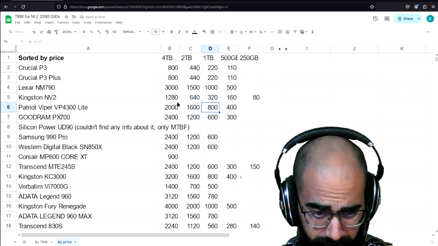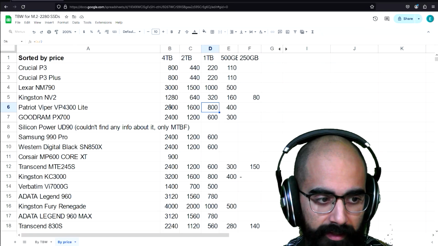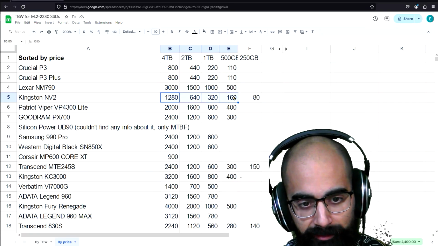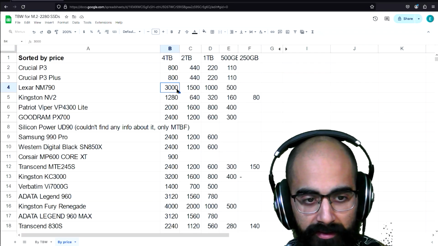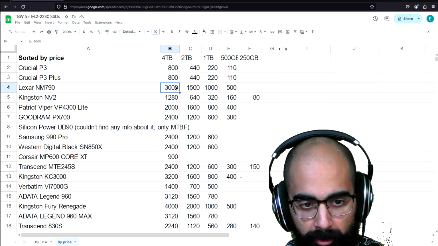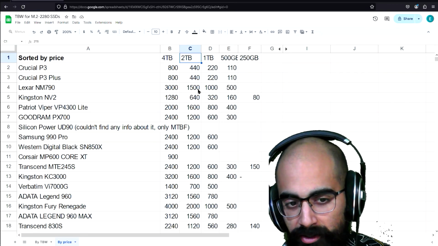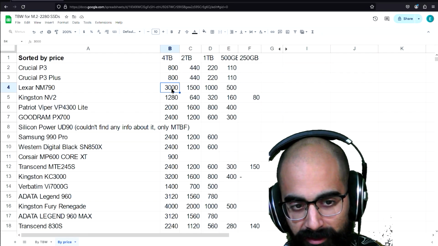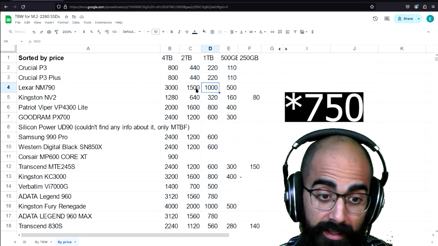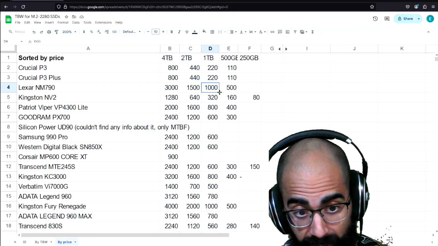So maybe it's good to mention here that typically how it goes is that it's half of this. So it's proportional to the capacity. You have this Lexar one, 3000 TBW for the 4 terabyte model, 1500 for the 2 terabyte model, and so on and so forth. But as you can see here, it doesn't always scale. So you might assume that because this is 3000, the 1 terabyte is going to be 650. In this case it's more, it's 1000, because half of 1500 is less than 1000.